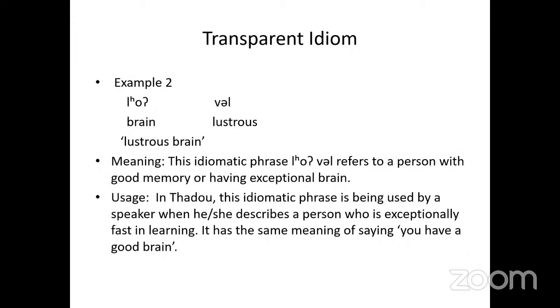The second example which I would like to give is troval. This is a Thado idiomatic phrase, troval, which is lustrous brain. Tro means brain and val means lustrous. So lustrous brain, the literal meaning is lustrous brain. And the idiomatic phrase of this refers to a person with good memory or having exceptional brain.